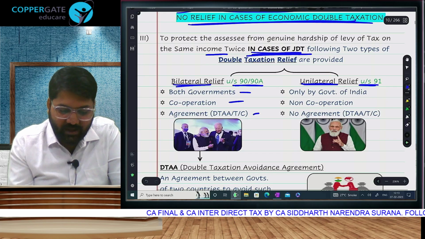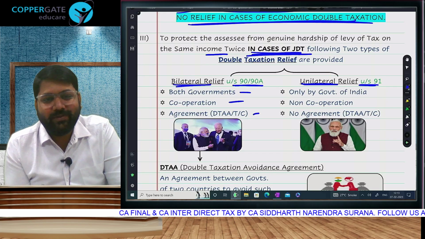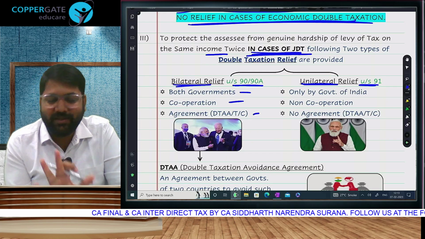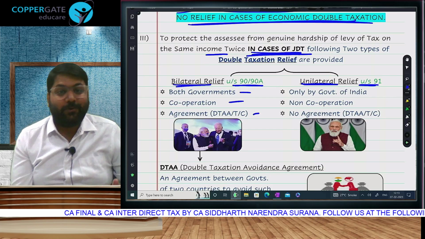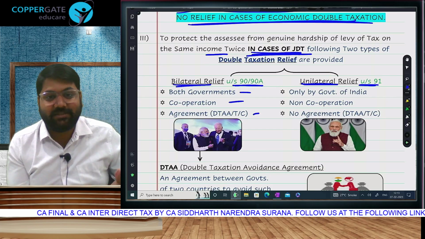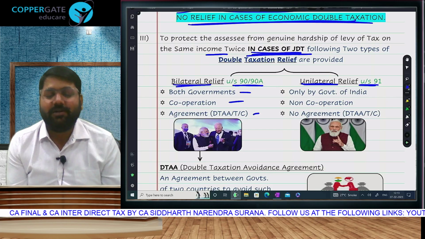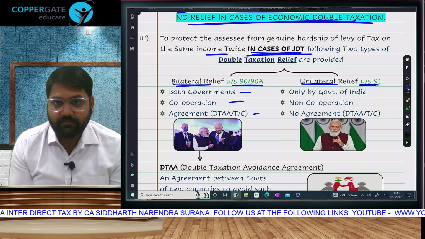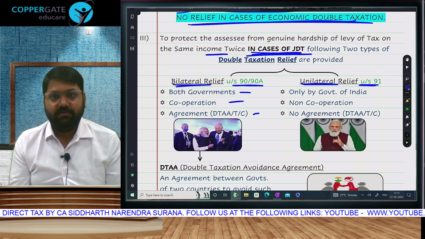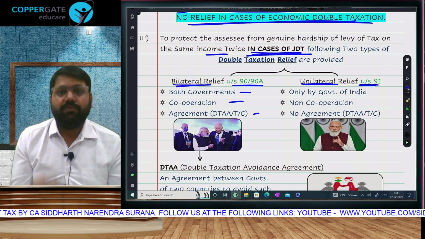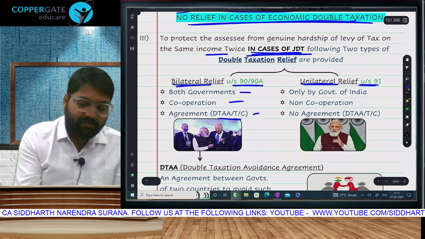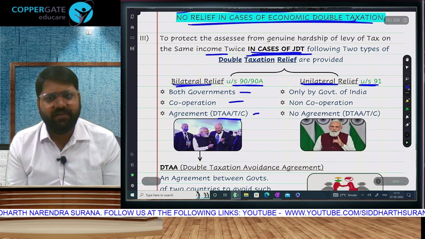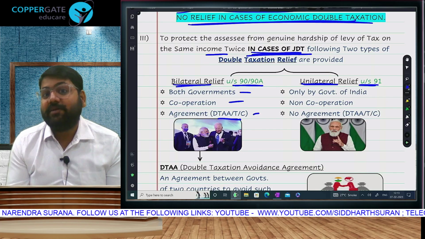ठीक है, point क्या है? Don't go into the meme culture here. Here memes are only to make the hook a little interesting. Ultimately, concept is the king. The concept is the best thing. Logic is the best thing. So focus करो. When both governments cooperate with each other, they will sign an agreement, and the relief will be given according to the agreement, and that agreement will be called double taxation avoidance agreement or treaty or convention.